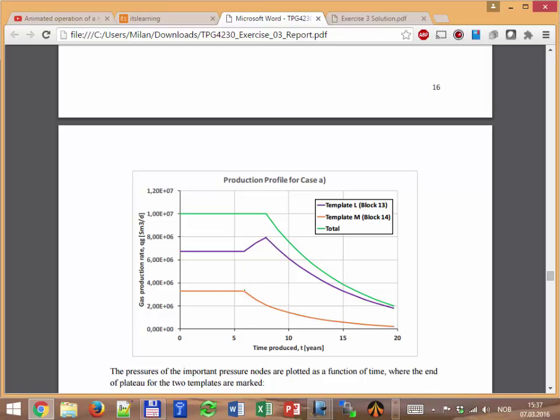At this point template M was already fully open, okay, you get a negative delta P, and you had to fully open the choke of that template, and you had to compensate with template L, which was much more powerful. That means you could increase the rate, and that could produce much more. After you reach fully open choke in template L, the total production has no place to keep up the rate, and then begins to decline.